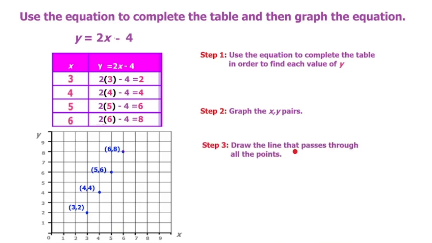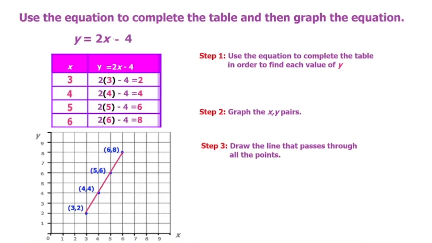So now we can draw the line that passes through all the points, and that's going to look like this. There's the line that passes through all the points. And that's all there is to that problem.